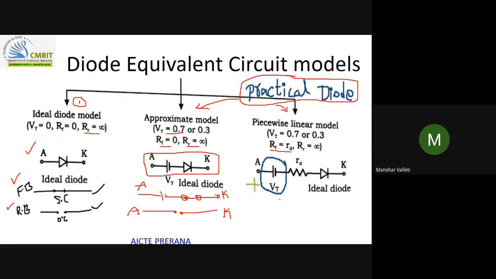And generally, if nothing is mentioned in the problems, we won't use this piecewise linear model. That's why I put a cross mark here. So we'll always try to use the approximate model only when solving the problems. So this will be more helpful for us. So try to remember, these two are needed for us.